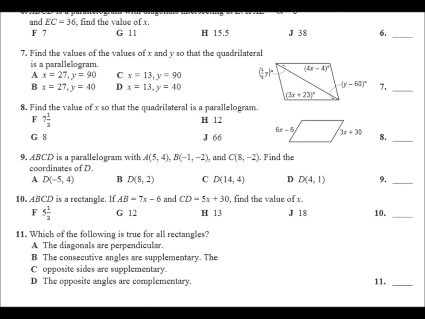Number 7, it asks us to find the values of x and y so that the quadrilateral is a parallelogram. So we look at our x values and we notice that their angle measures represent opposite angles, and in a parallelogram opposite angles are congruent. So we would set 4x minus 4 equal to 3x plus 23. Solve for x, pause the video and see if you get what I get.